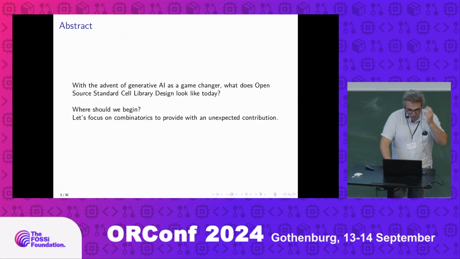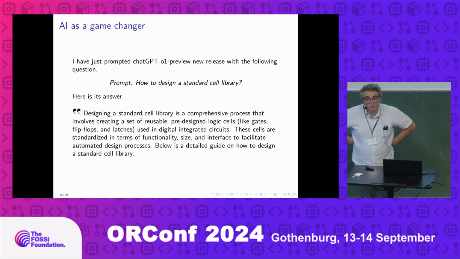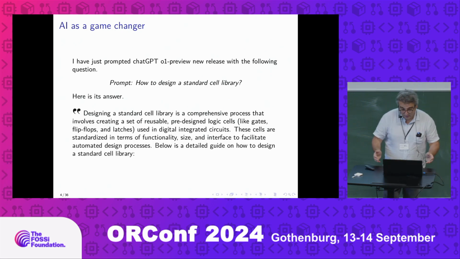So my talk will be twofold. First, I would like to focus on an AI experiment, and then I would like to focus on combinatorics to set up, to analyze the list of standard cells you could put in your library. I woke up yesterday morning learning that there was a new ChatGPT version, so I had to refresh my presentation. It was obsolete before I gave it.